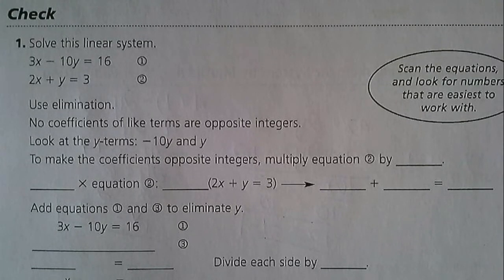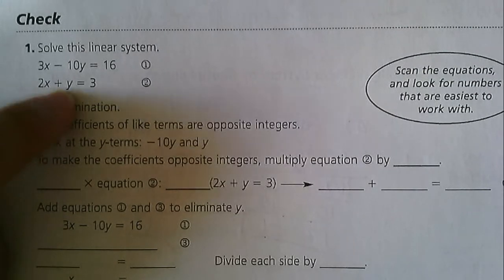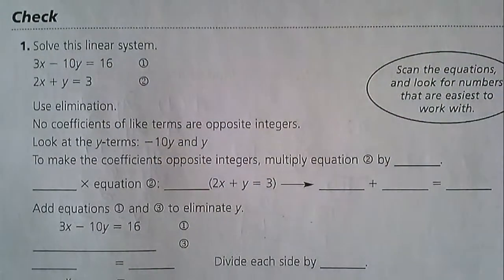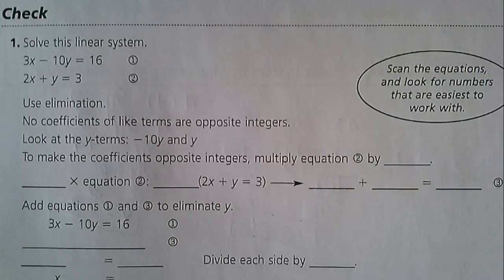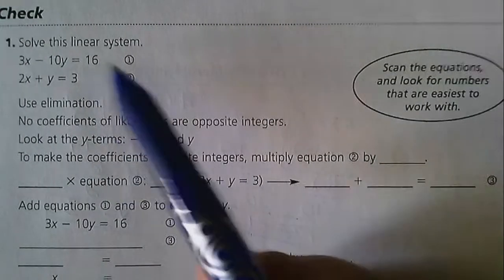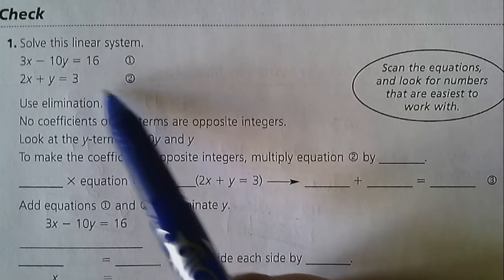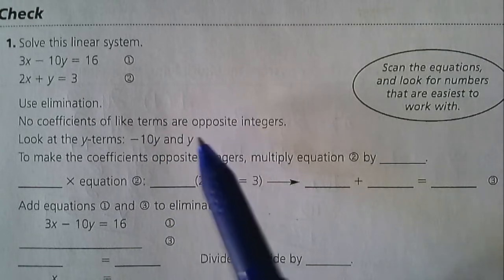Now, this one, they've encouraged you on which terms to look at. They've said, let's use these two terms, the y terms. But of course, you could use the x terms if you wanted to as well. So please pause the video now, and I'm going to go ahead and solve this for you. So we have these two linear equations here. We can use elimination. You'll notice that none of the coefficients of like terms are opposite integers.